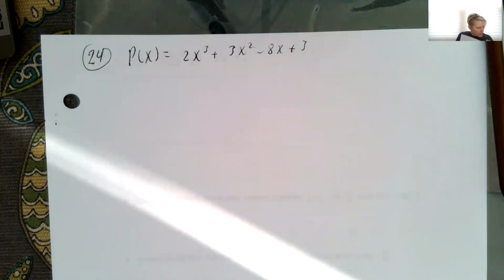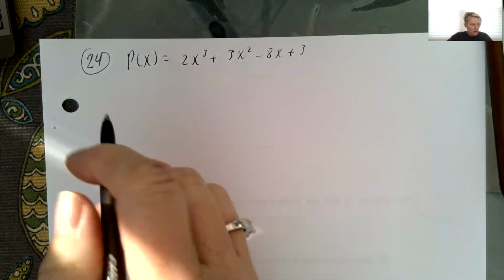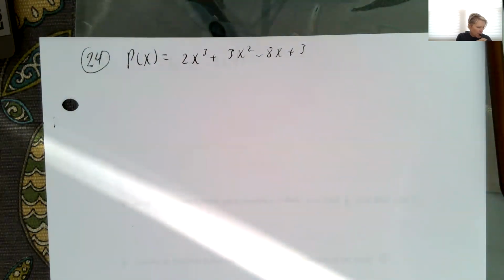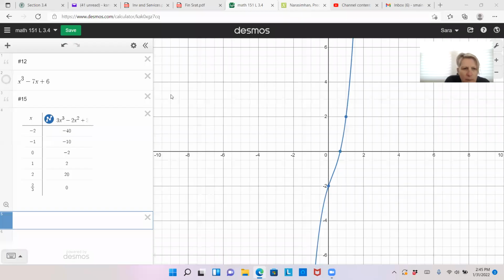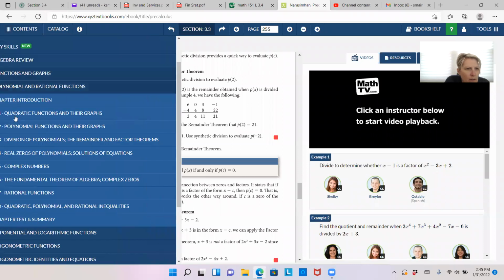So I wanted to look at number 24 next. It says, find all the real zeros of the polynomial, and this is our polynomial I have written down here. We are going to use a technique that is taught in this lesson on page 261. Let's go back to the book real quick, just so you can see how this is written. So, on page 261.